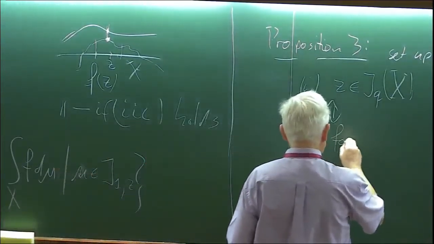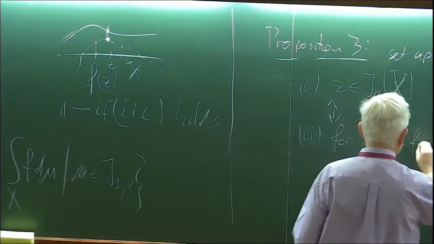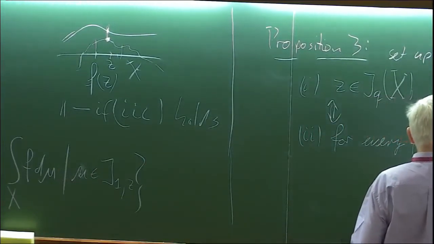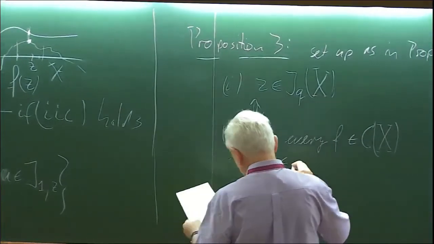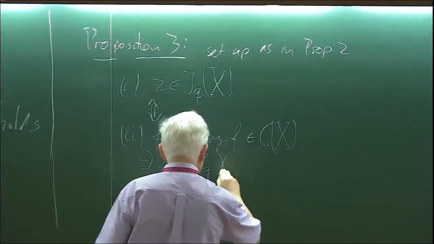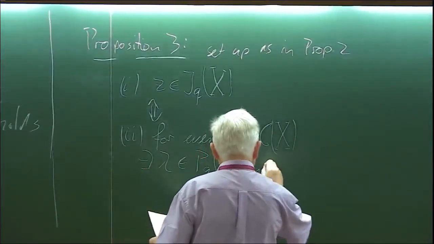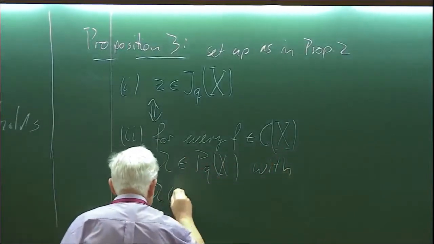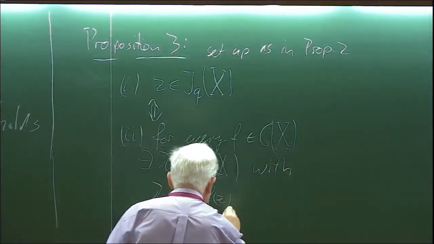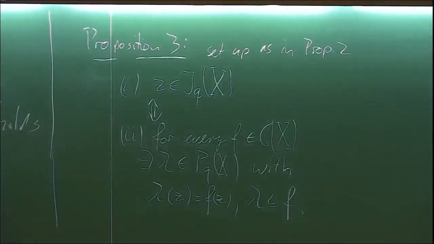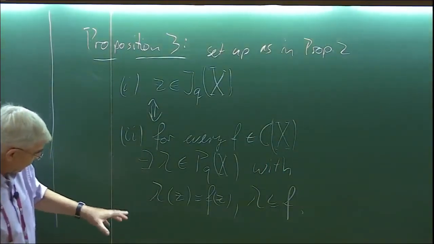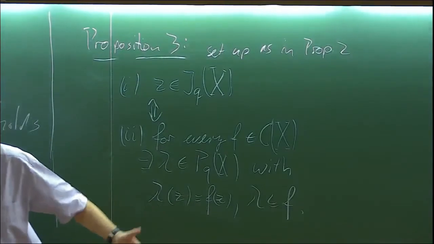for every f in C(X), there exists lambda in PQ of x with lambda of c equals f of c, and otherwise lambda is less than or equal to f. So for every continuous function f, there exists a function lambda in PQ of x that in some sense kind of peaks at c with respect to f, right?